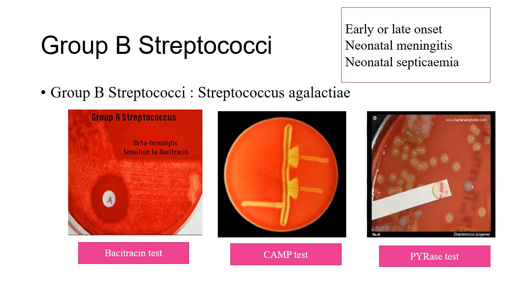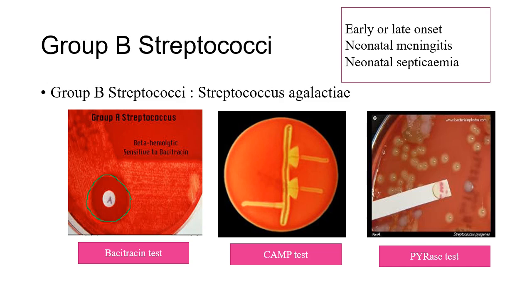Group B strep is again a human pathogen. It is called Streptococcus agalactiae. It can cause early or late onset septicemia. It can cause neonatal meningitis. It can cause neonatal septicemia. So the bacitracin test is sensitive in group A streptococci. And here is the zone of inhibition, which you can see. So if there is a zone of inhibition, it means it is group A strep. If there is no zone of inhibition, it means it could be group B strep.